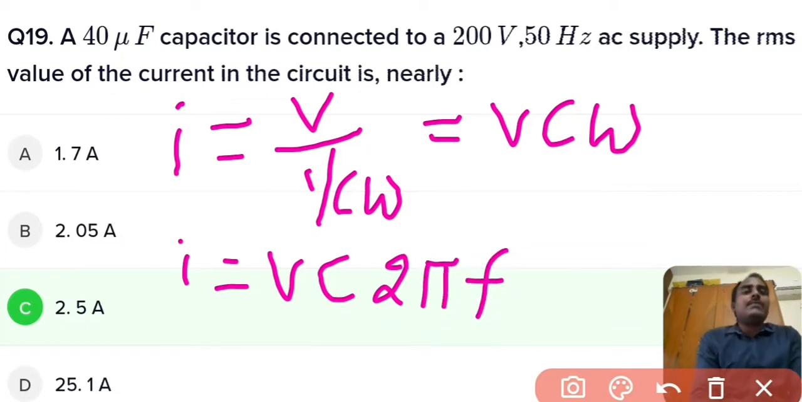F is the frequency, 50 Hz given, V is the voltage, 200 volt given, and C is the capacitance, 40 microfarad given. 40 into 10 power minus 6 is the C value, and the pi value is 3.14. F is the frequency, 50. If you substitute, then we get the RMS value of current as 2.5 ampere. C option is the correct option.